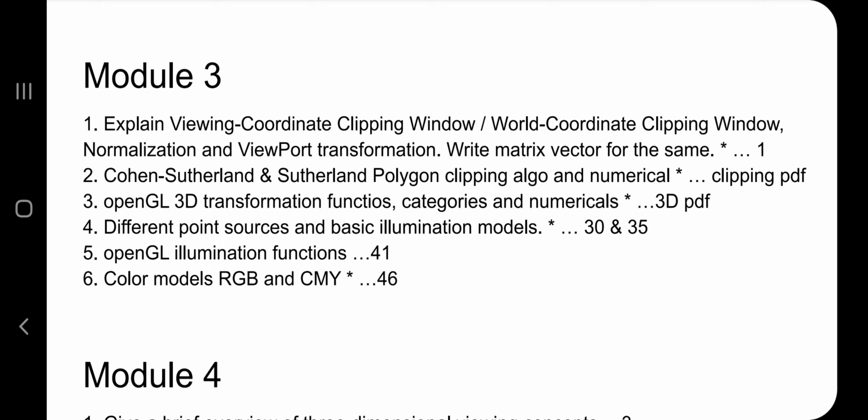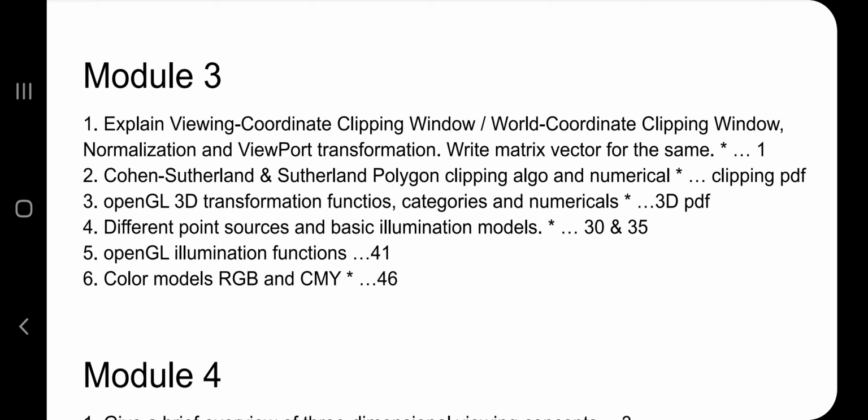Okay, so there are a total of 6 questions which are important from module 3, and some of them are super important, like this one, this one, this one, this one, and this one. OpenGL illumination functions was not much repeated, so I did not include that in super important.